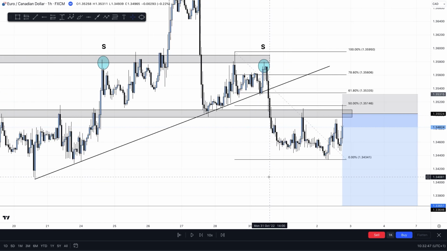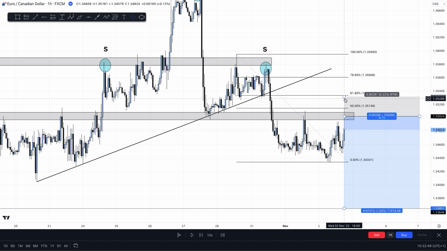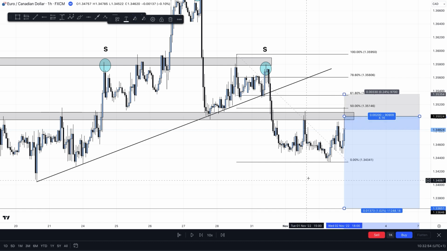So the only logical place to put our stop loss in this scenario would actually be above the 61.8, just in case we wanted to come up a little bit further. So I'm going to put my stop loss just above the 61.8. And as you can see, it still makes for a very, very nice risk to reward ratio. It still makes for a 1-to-4 risk to reward.